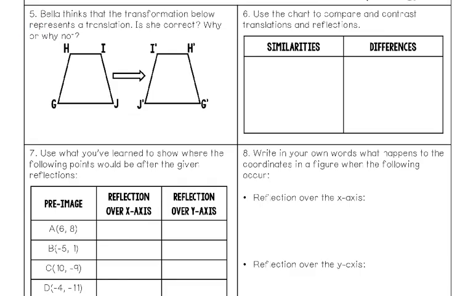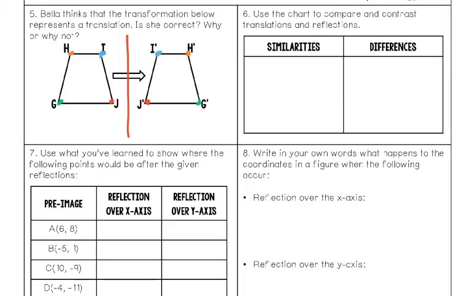All right, let's look at number 5 and number 6. In 5 and 6, we're both looking at translations and reflections. Those are 2 types of transformations, and we want to focus again on translations being slides, reflections being flips. So looking at this image, and especially paying attention to these points on here, is this a translation? Bella thinks it is. Is she correct? Why or why not? What do you think?